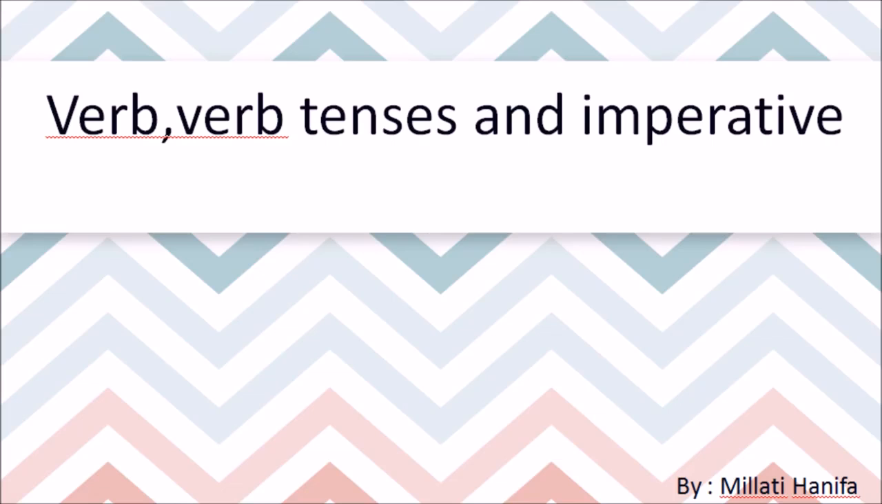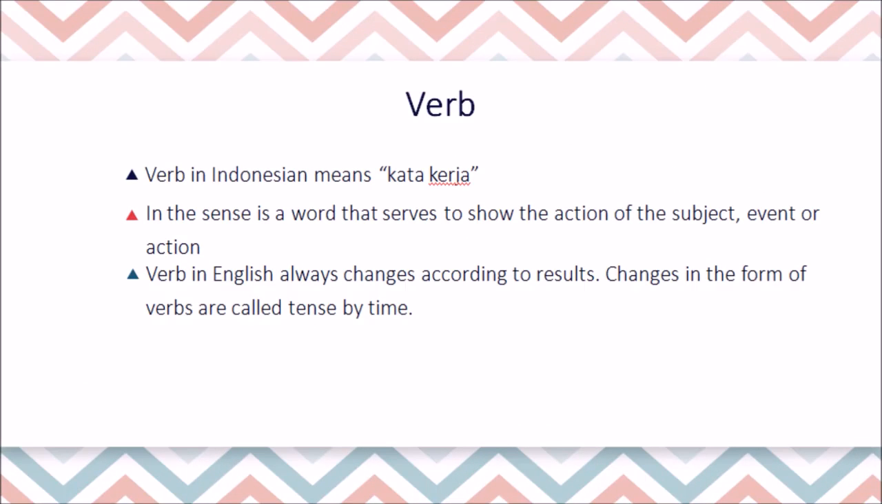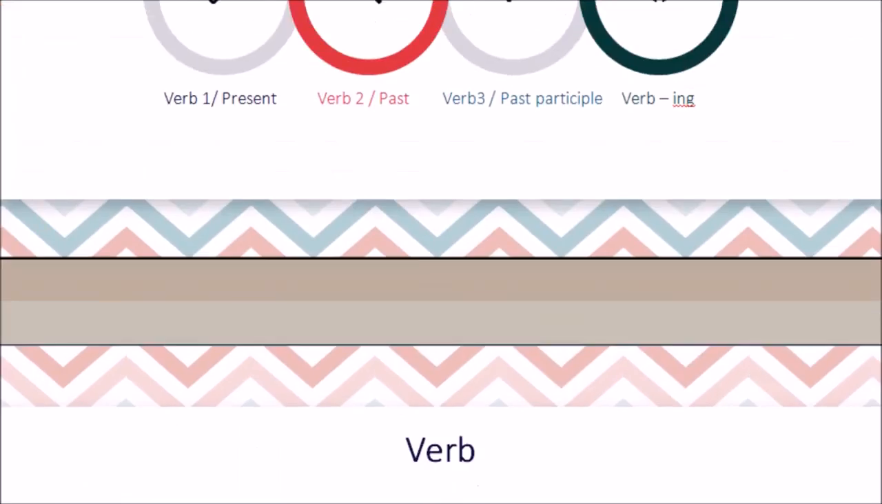I'm from Science A. I will explain about verb, verb tense, and imperative. Verb. Verb in Indonesia means kata kerja. In the sense, it is a word that serves to show the action of the subject, event, or action. Verbs in English always change according to the time. Changes in the form of verbs are called tense.